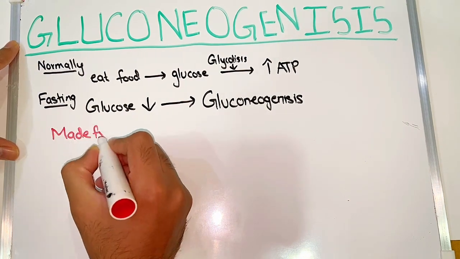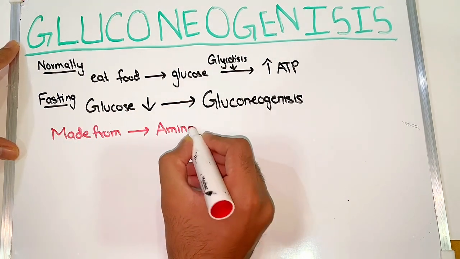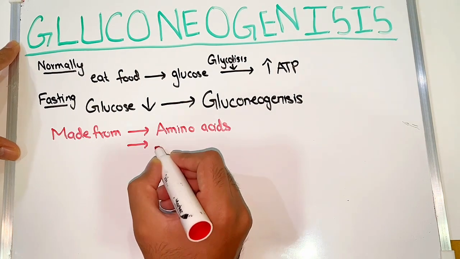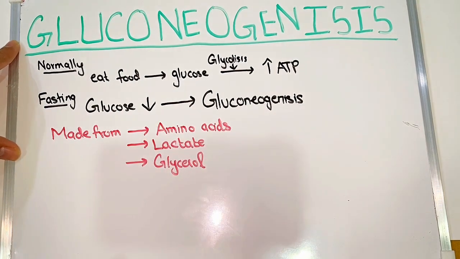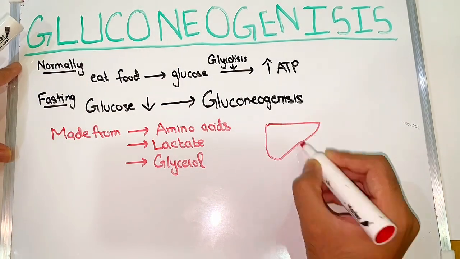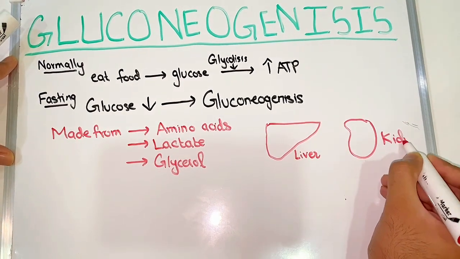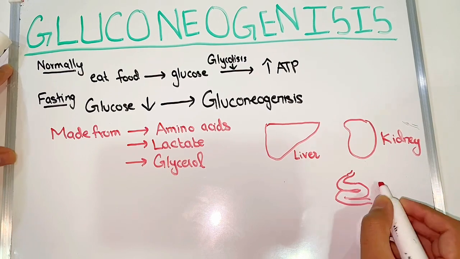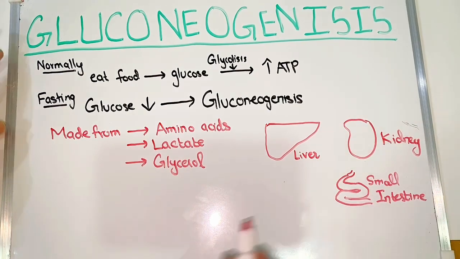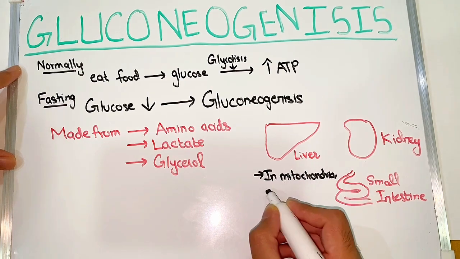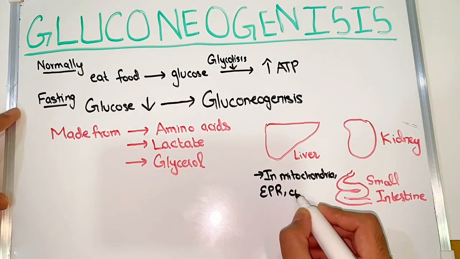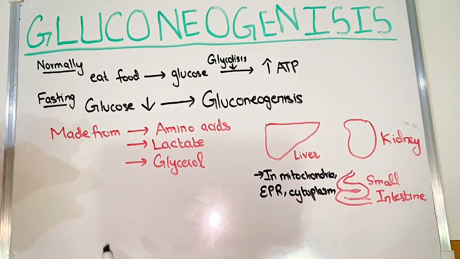Glucose can be made from three different molecules. One is amino acid, other is lactate, and the third one is glycerol. This process happens in liver, kidney, and small intestine. And inside the cell, it happens, which is the main question, in mitochondria, endoplasmic reticulum, and cytoplasm.